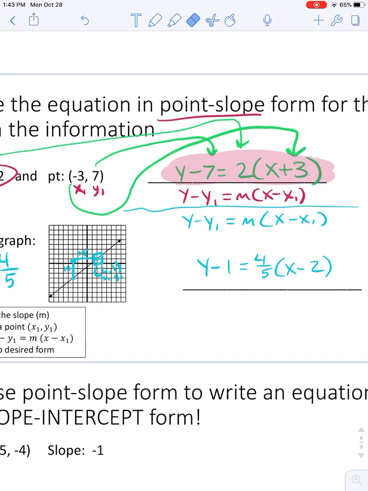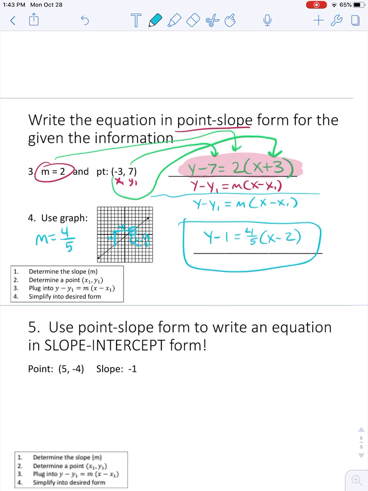Now, some of you might have an answer of y plus 3 equals 4/5 (x plus 4). And that would just be because you used another point. And what we're going to see in the next couple problems is even if you use another point, when you simplify, you'll still get the same equation. So there might be multiple right answers when you're in point-slope form, but they'll all turn into the same slope-intercept form.